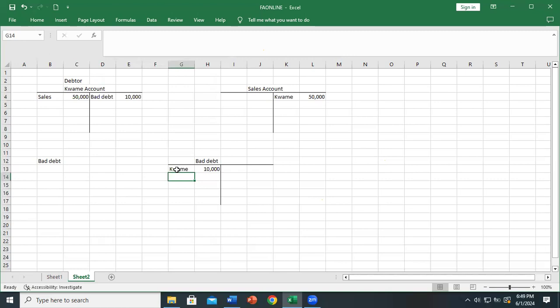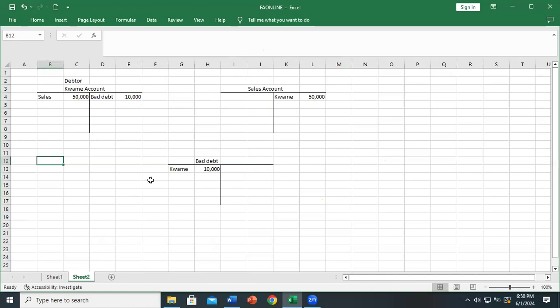So when you see bad debt, the double entry you have to do is to debit bad debt and credit the debtor. Okay. If the debt is recovered, which is bad debt recovered. For example, this debt that we wrote off, 10,000, Kwame says, oh, I can pay it. So he's going to pay the 10,000. So we are going to recover the 10,000.